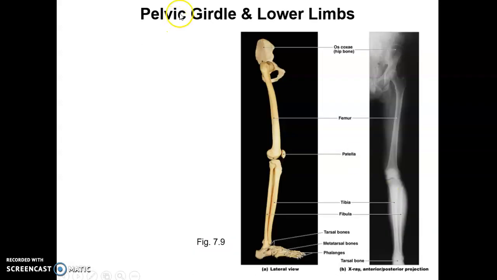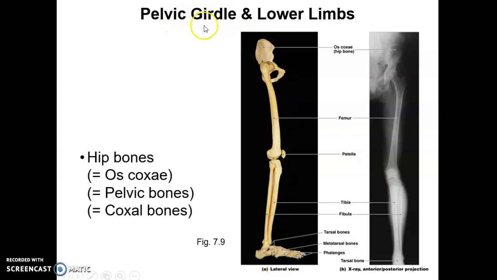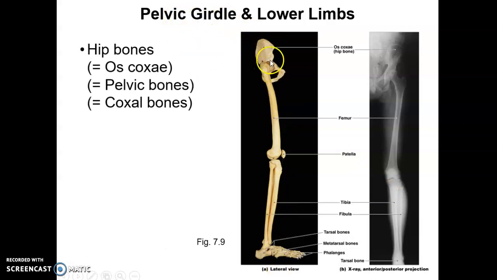Okay, let's move down to the pelvic girdle and lower limbs. So the hip bones are also called the os coxae or pelvic bones or coxal bones. Probably hip bones is the easiest to remember. So you have two hip bones, a right hip bone, which is what this is, and the left one.